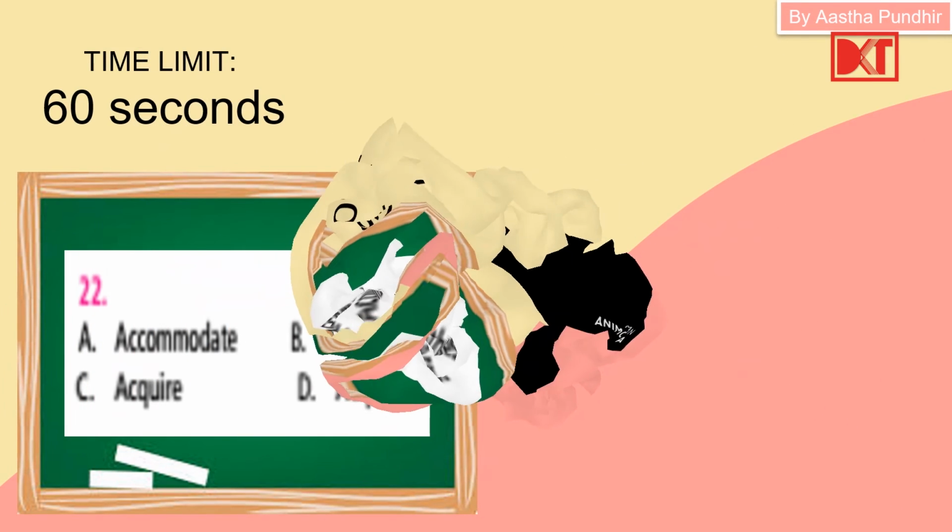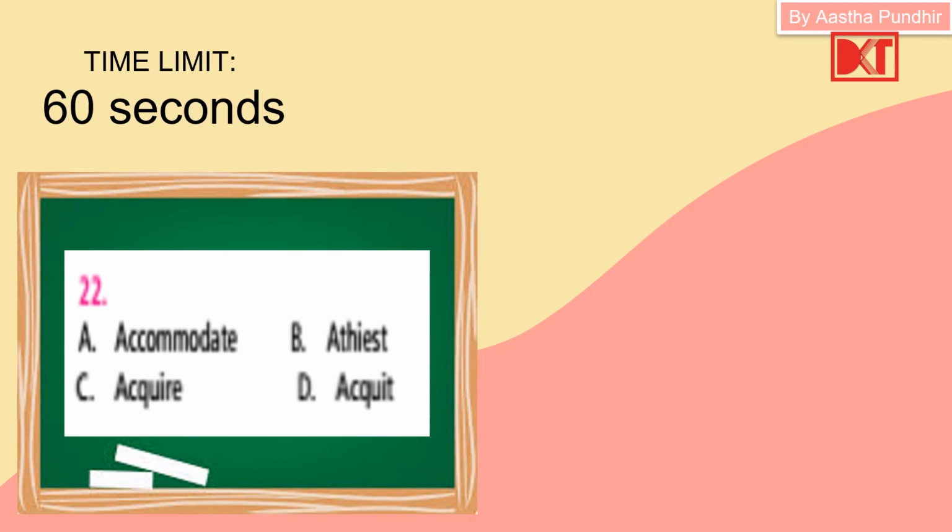Okay, here the word which is incorrectly spelled is B, atheist. What they're trying to say is atheist, and here instead of IE we're supposed to have EI. Atheist is someone who doesn't believe in the existence of God. Alright.